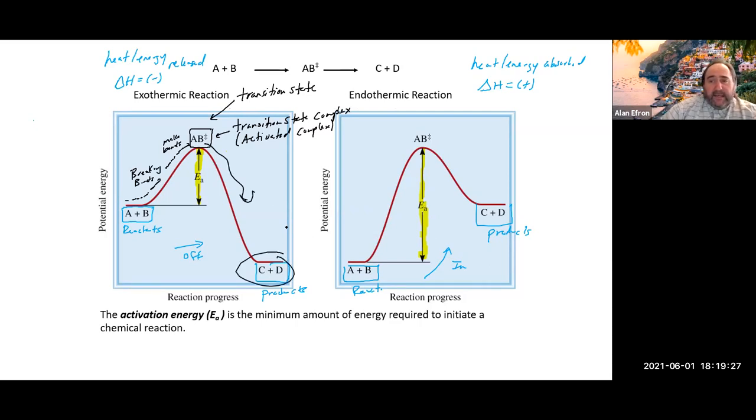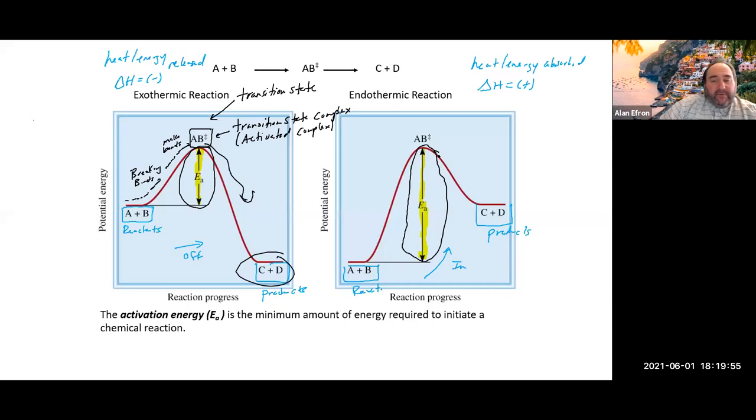And when we look at the comparison of an exothermic reaction to an endothermic reaction, we can see very clearly that an exothermic reaction typically has a smaller hill to climb than an endothermic reaction, which means that since it's endothermic, you might need to put some energy in there to get everybody up and over the hill to the other side.